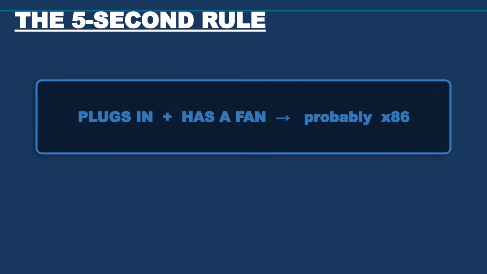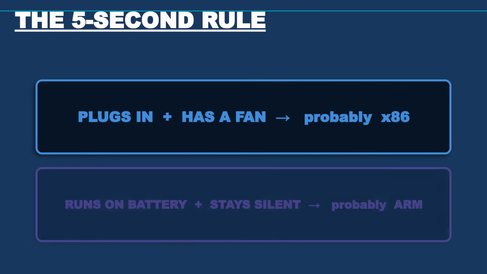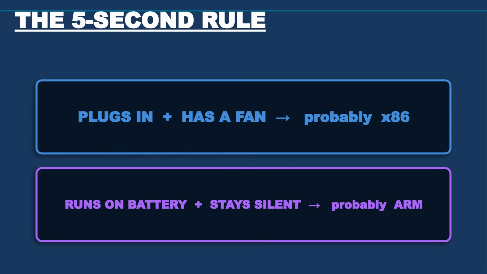The 5-second rule is simple. If a device plugs in and has a fan, it's probably x86. If it runs on battery and stays silent, it's probably ARM.